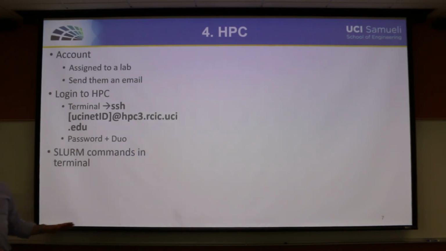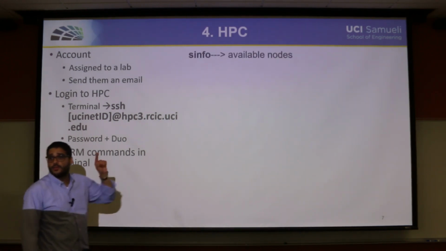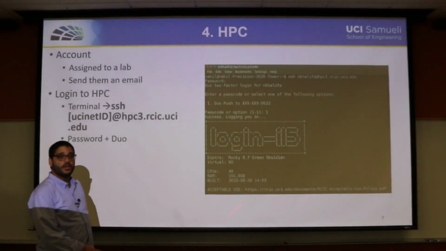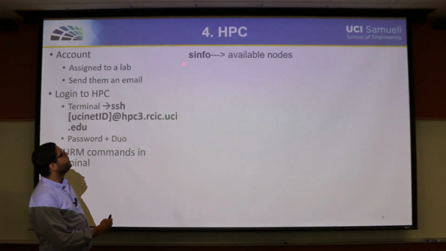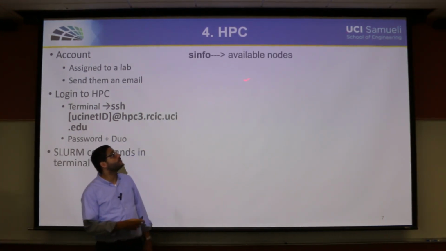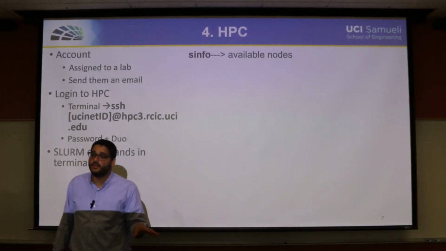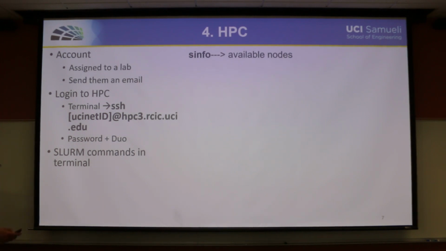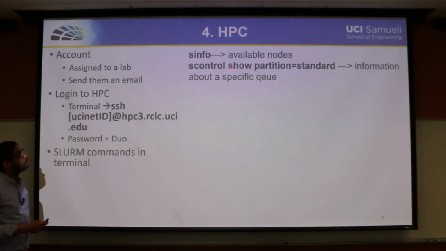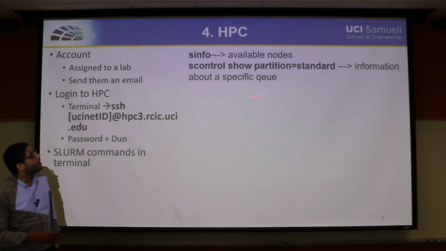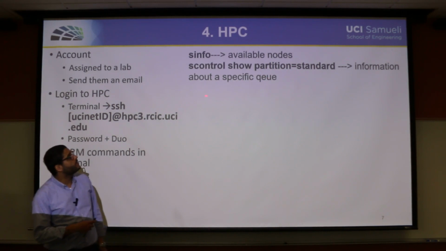And here we're going to spend some time. These commands, you get to use inside that black window. So after you are logged in, you can use any of these commands while you are logged in inside that terminal. You can use sinfo. Sinfo gives you the availability of the nodes. What are the nodes that are available for you to compute on? You can use scontrol show partition equal to standard. What's that? This gives you a lot of information about the specific queue.